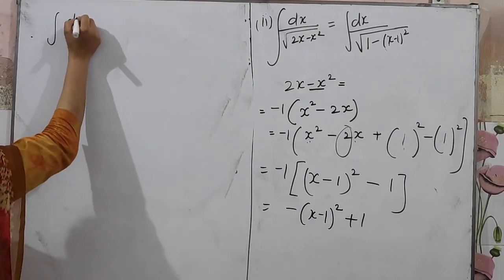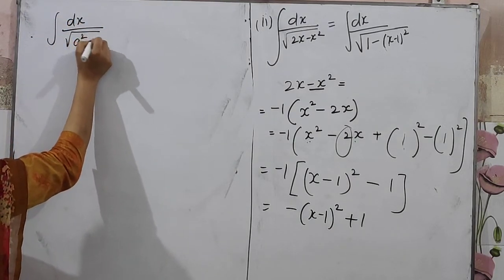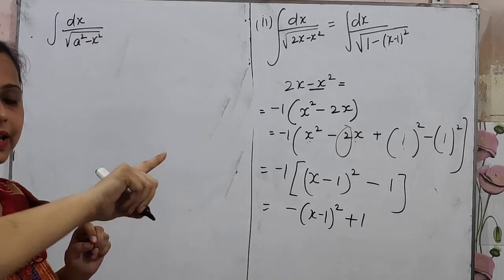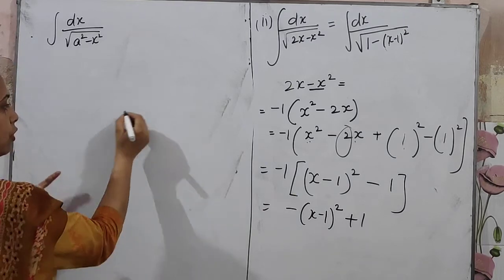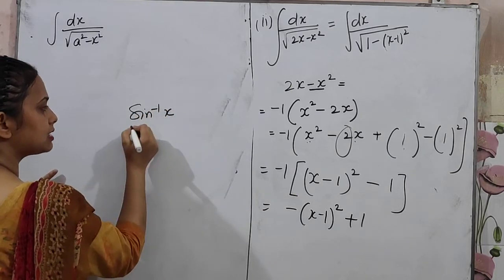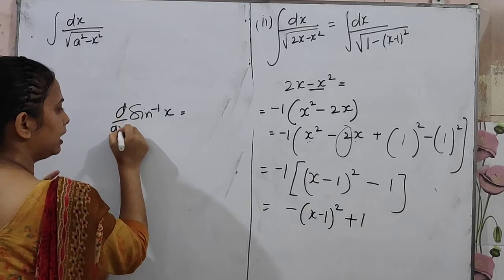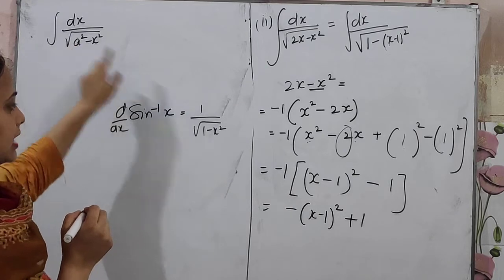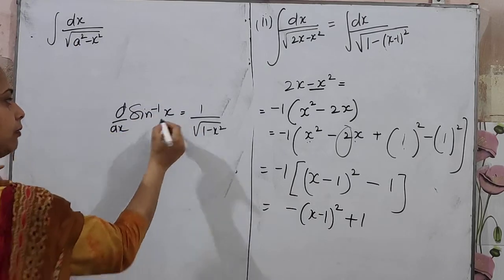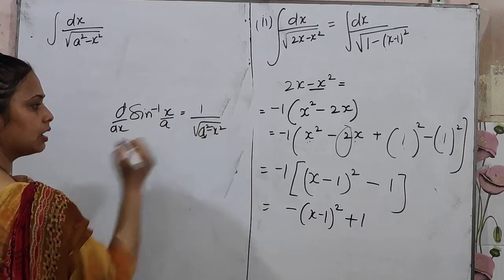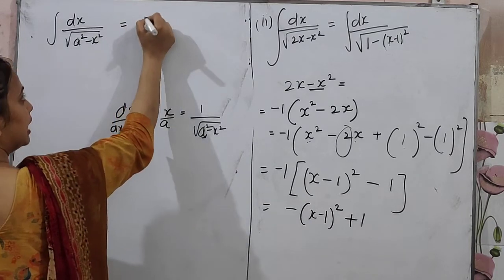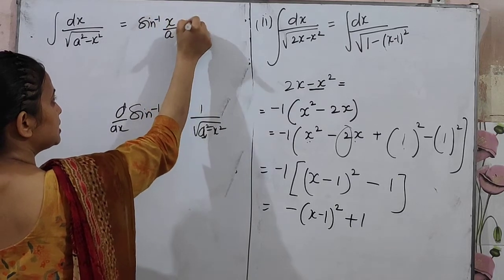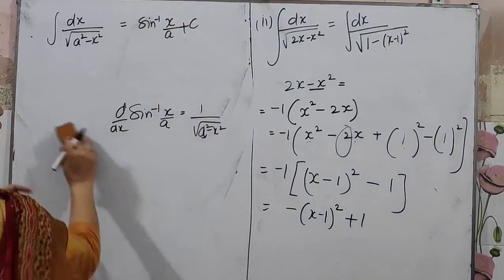We have done the integral of 1 upon under root of a square minus x square. Under root of 1 minus x square gives sine inverse. What is the derivative of sine inverse x? It is 1 by under root of 1 minus x square. This is of the same type, but here it is a square; whenever a comes, it becomes x upon a, so it is sine inverse x upon a plus c. Let us apply this formula here.